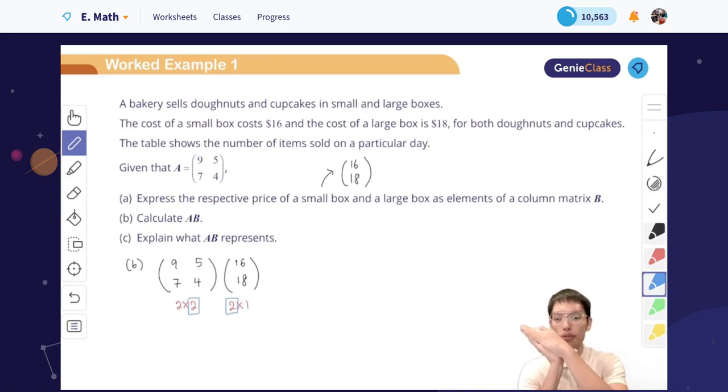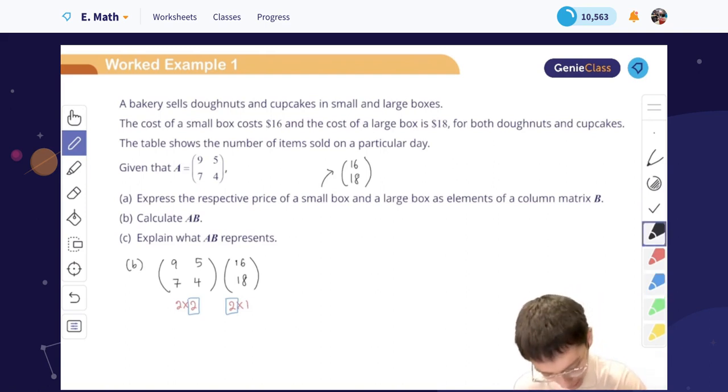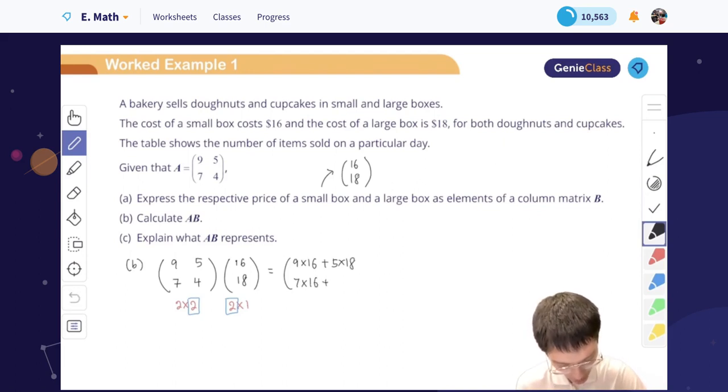The number of columns of the first matrix is equal to the number of rows in the second matrix. So we multiply them, and you realize it's just 9 times 16, sorry, not 9 times 5, plus 5 times 18. 7 times 16 plus 4 times 18. Now, what is this going to give? This is going to give 2, 3, 4, and 1, 8, 4.